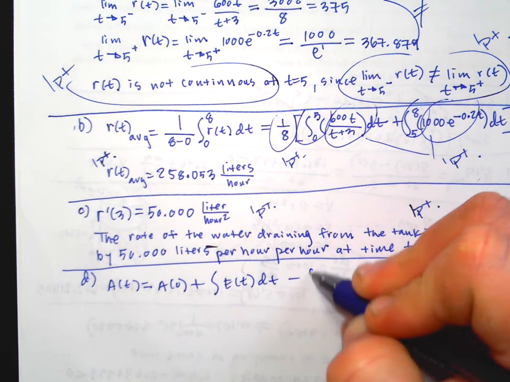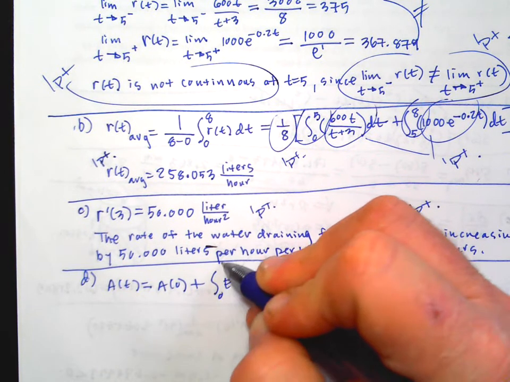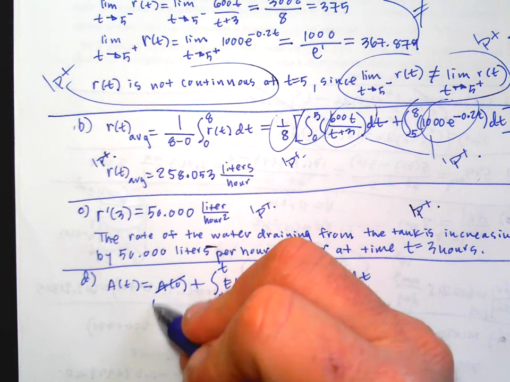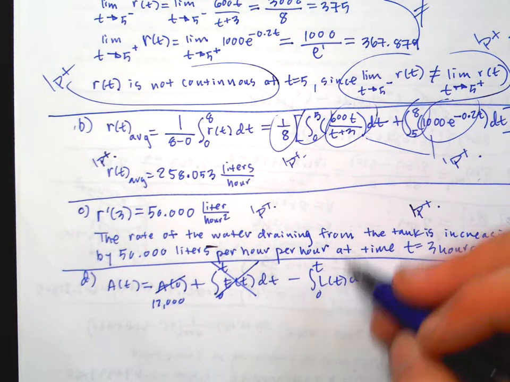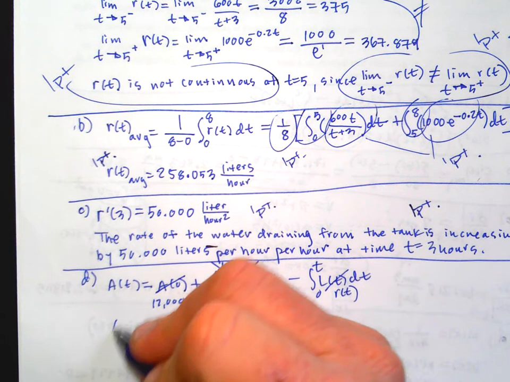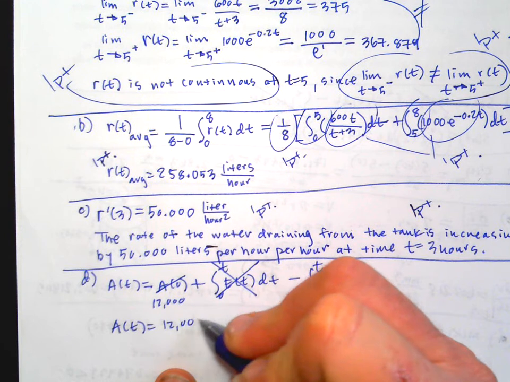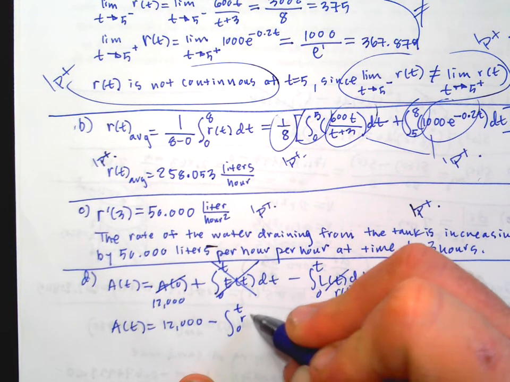minus the leaving rate. Okay, this is generally our strategy, right? Now for us, the amount at time 0 is 12,000. There is no entering rate at all, and the leaving rate is what R is going to be. So I'm going to rewrite this. The amount of water in the tank is 12,000 minus the integral from 0 to t of R(t) dt.